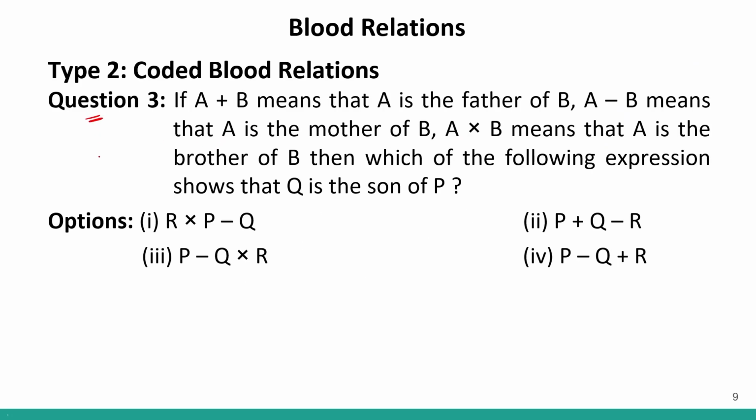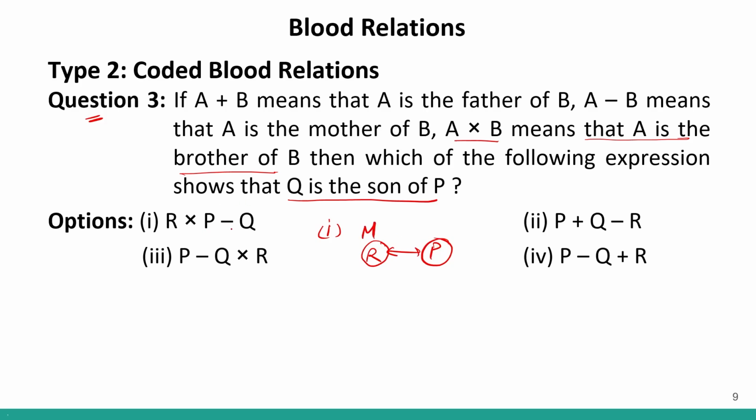Question number 3. A plus B means A is the father of B. A minus B means A is the mother of B. A into B means A is the brother of B. Then which of the following expressions shows that Q is the son of P? So we have to look at an expression that shows Q is the son of P. So if I check option number 1, R into P means what? R into P means R is the brother of P. So R would be male, gender of P is unknown.